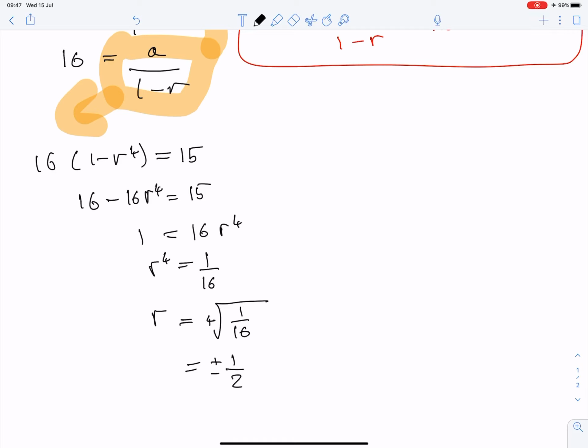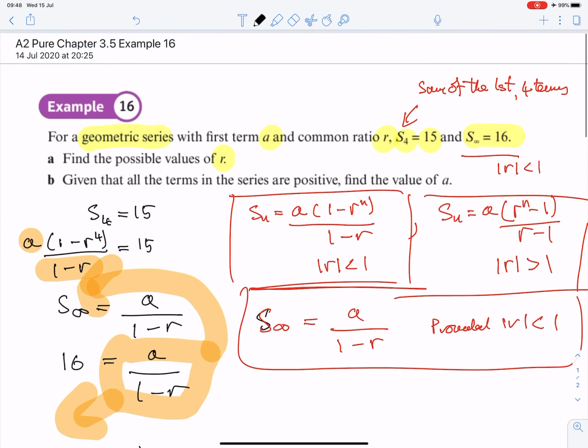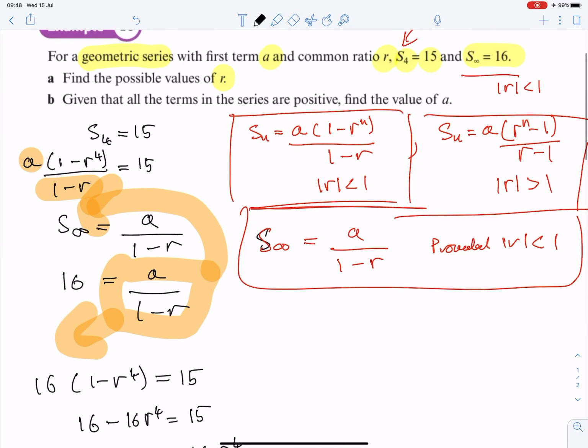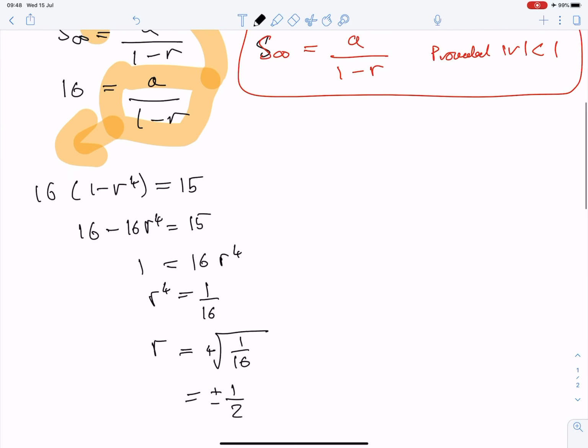That's why I say it's like square rooting, because if you take half to the power 4, you get 1/16. If you take negative a half to the power 4, you also get 1/16, because negative times a negative is positive, times a negative is negative, and then the third one, negative, makes it positive again. Hope that's clear. Okay, now we've got possible values of r, so that's quite good. I've just checked the question here, find the possible values of r, and we've got 2, so that's good.